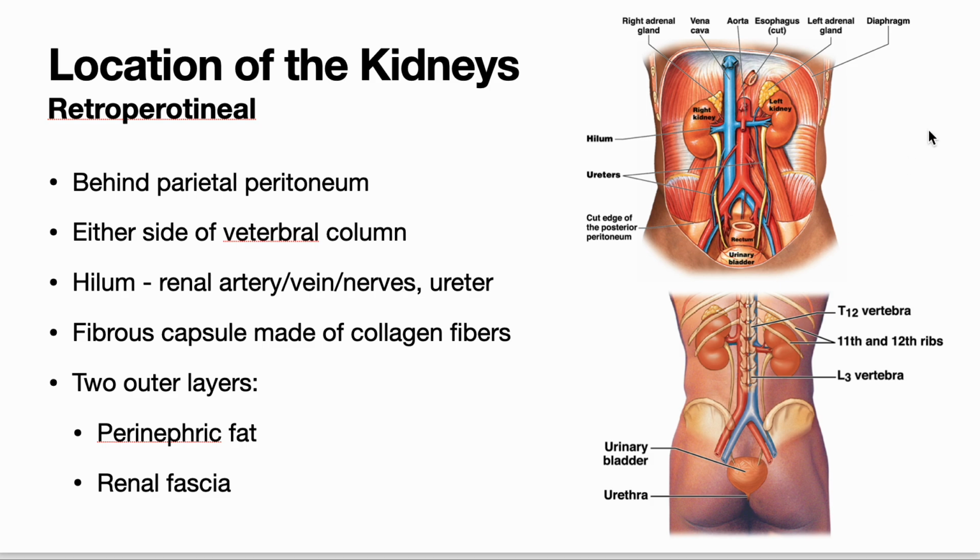Again, just pointing out that we have that hilum in the center where our renal arteries and veins and nerves will enter or leave, and the ureter, of course, is leaving. Typically, we're going to have two kidneys, so we want to make sure that we label them right and left when we are talking about them. But it is possible to be born with a single kidney, and you can definitely live a great life with just one kidney.